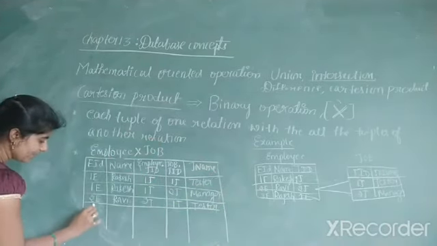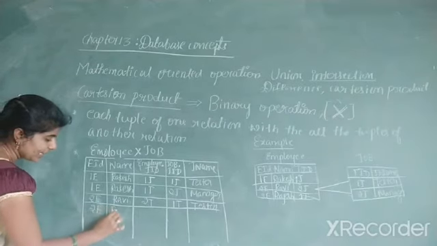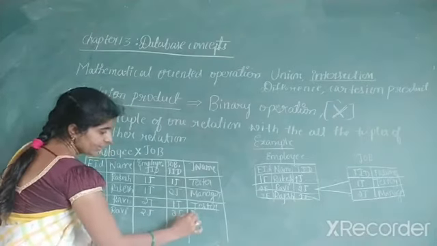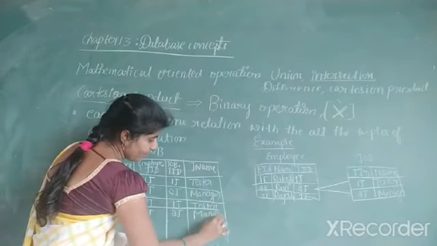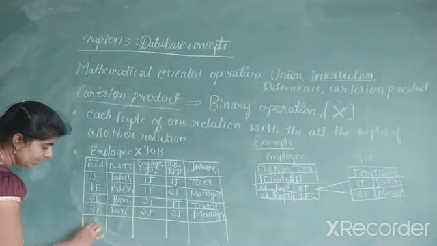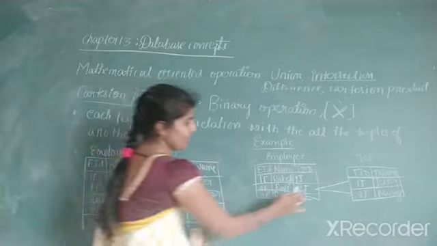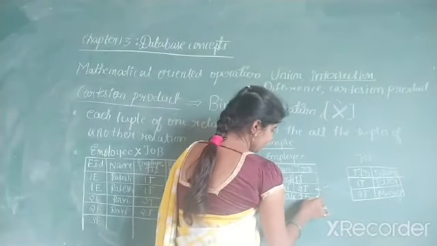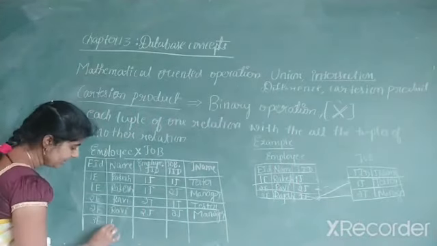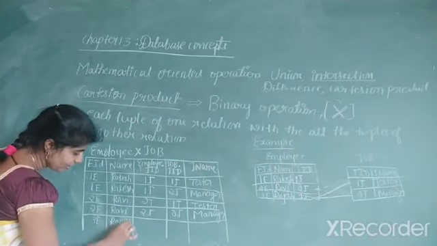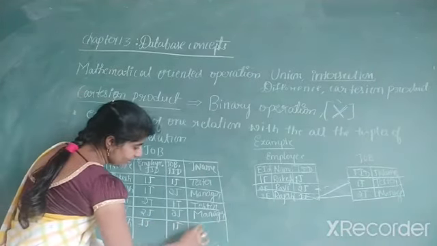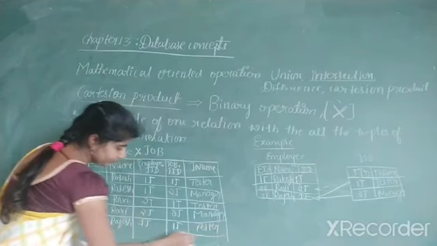And again write the same thing. 2E, Ravi, 2J, again 2J. The job name is manager. And now 3E is the employee. So this completes the second one. Move to the third one. The third tuple should be combined with all the tuples of another relation. 3E, Rajesh, and the job ID is 1J, and the job ID is 1J. The name of the job is tester.